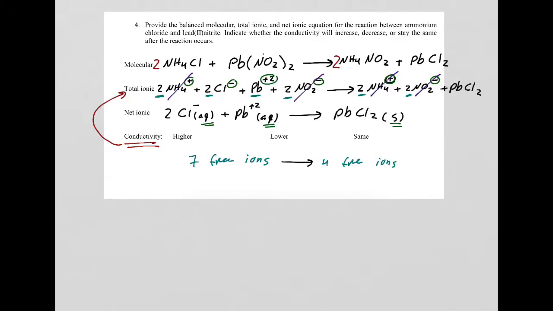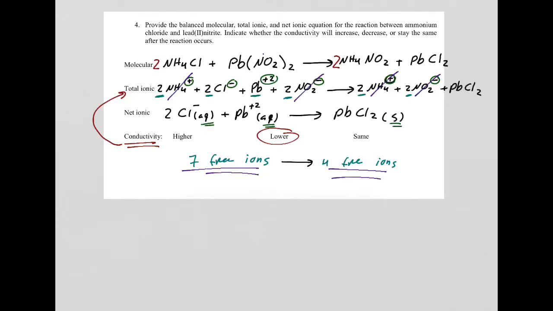So the ones that have charges, those are my ions. And remember, conductivity has to do with ions. Because ions have charges, they carry electricity. So what happened? I went from 7 free ions to 4 free ions. I have fewer ions. So what happened to conductivity? The conductivity went down.